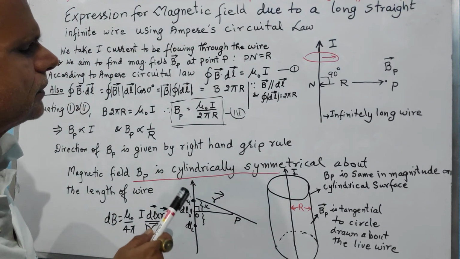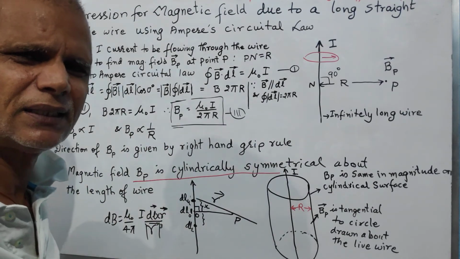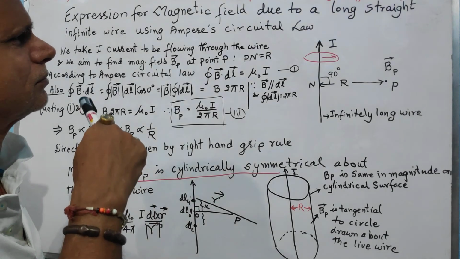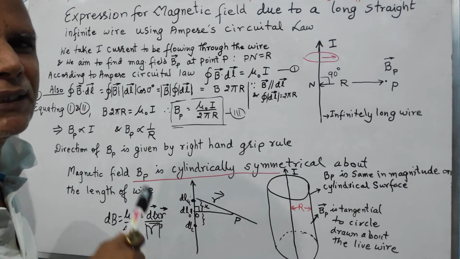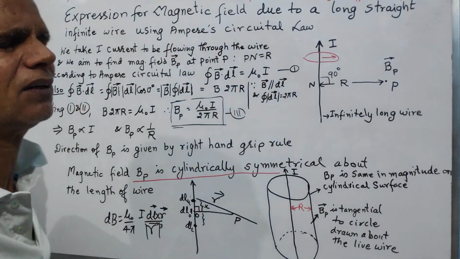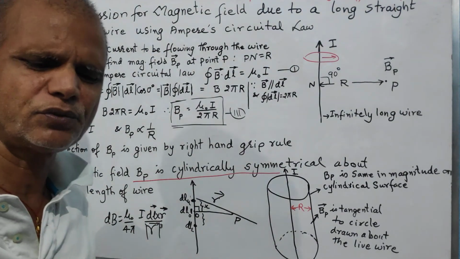So both are doing the basic work in their respective fields, and Gauss law in electrostatics has the same relation with Coulomb's law as the Ampere circuital law has with the Biot-Savart law.